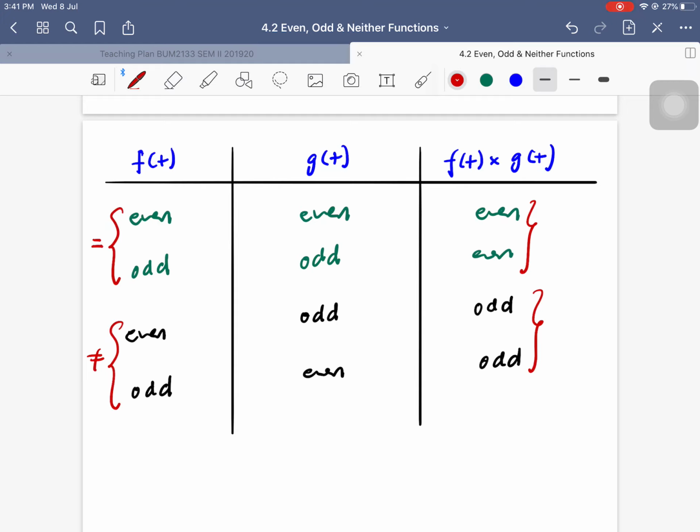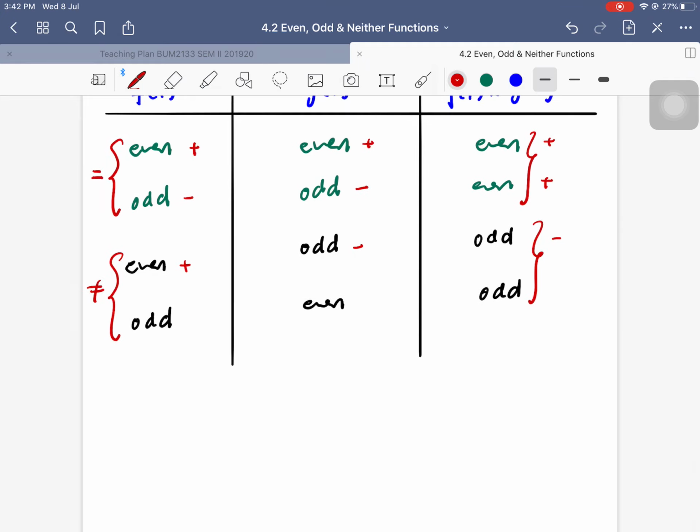Let's say if even is positive, you multiply that by a positive, so you will get a positive. And if odd is resembled as being a negative, when you multiply that by negative, it is still going to be positive, right? So that will be the same idea. And if you have positive multiplied by negative, it's going to be negative and so on. But just bear in mind, when the properties are the same, the product will become even. If the properties are the opposite, the product will become an odd function.